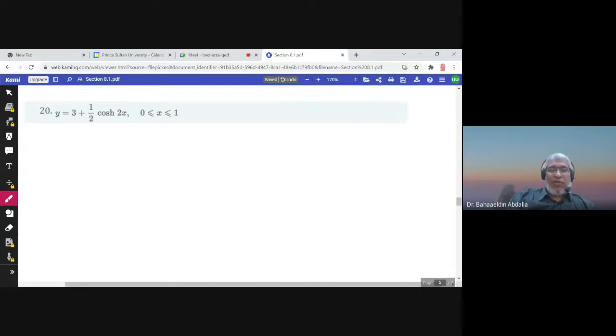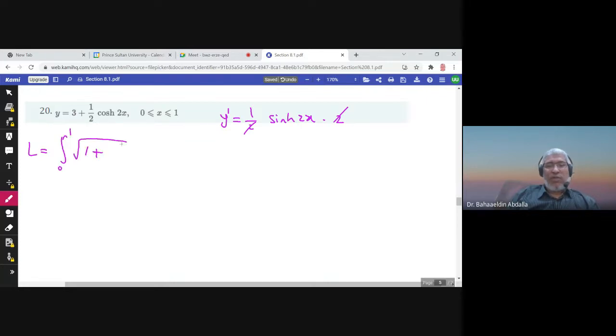Another question. Again, find the arc length. So we need to find y prime first. The derivative of 3 is 0. Half is a constant. Derivative of cos 2x is sinh 2x times the derivative of 2x, which is 2. This 2 will cancel with this 2. So L would be integral from 0 to 1 of square root of 1 plus y prime square, and y prime square is sinh square 2x, dx.